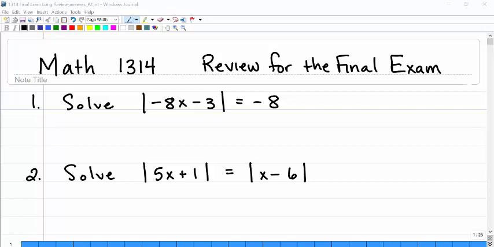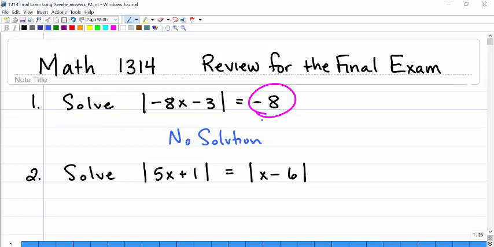Solve the absolute value of negative 8x minus 3 equals negative 8. The absolute value is isolated on the left-hand side, and I notice on the right that it's equal to a negative number. The absolute value can never equal a negative number. So my answer is no solution.